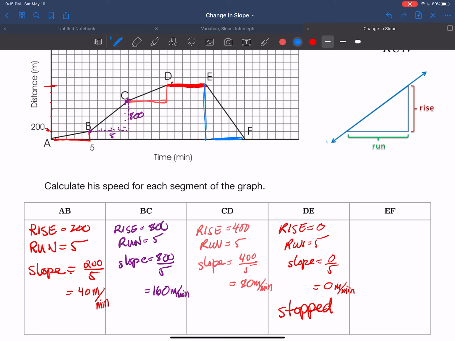So our run is 5. Our rise would be 1, 2, 3, 4, 5, 6, 7. Get it? I did that already. 7 times 200 would be 1,400. Run is 5. So the slope would be 1,400 divided by 5. And that would be, I don't know, 280.